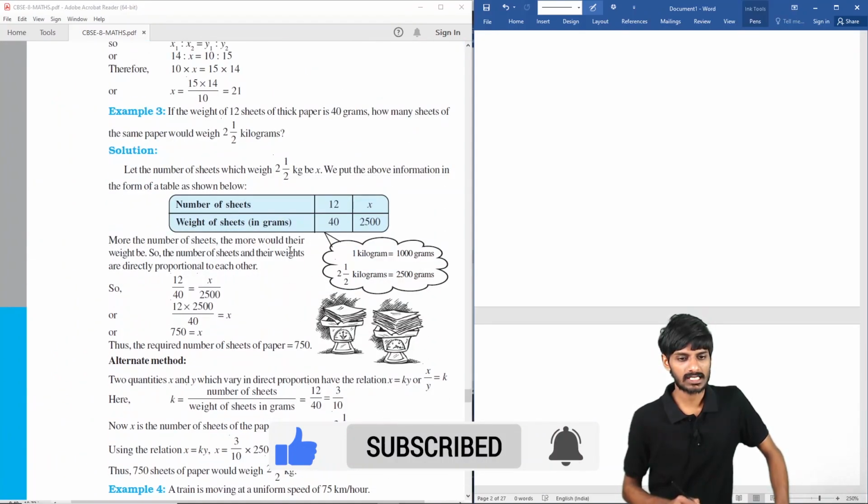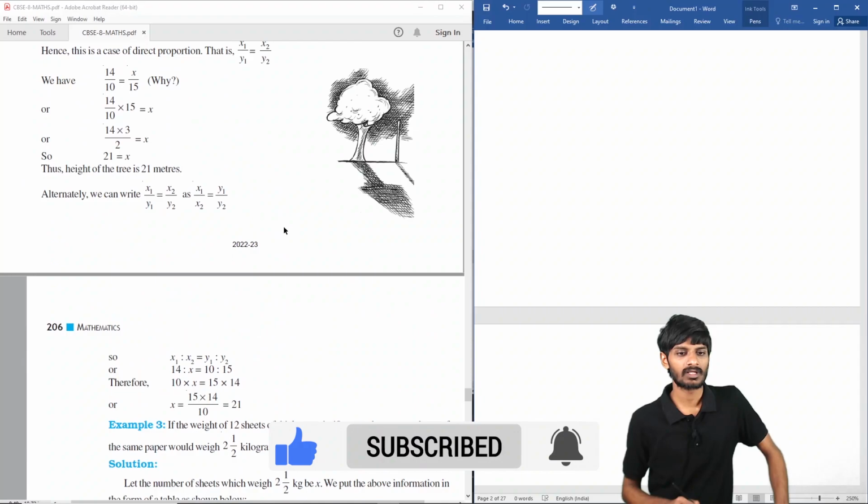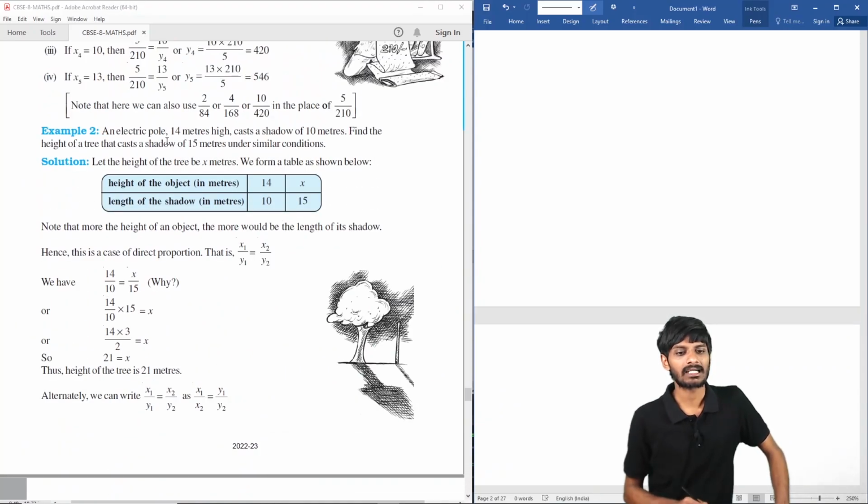I will explain this example. In this example, an electric pole 14 meters high casts a shadow of 10 meters. So there is an electric pole, it is 14 meters high and it casts a shadow of 10 meters. And there is a tree whose height you have to find, and its shadow is 15 meters. Again, you have to use direct proportion.